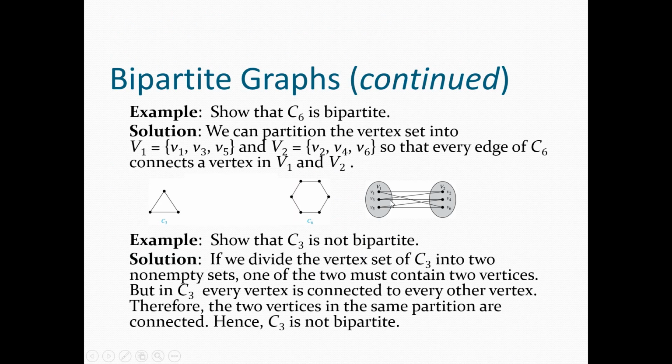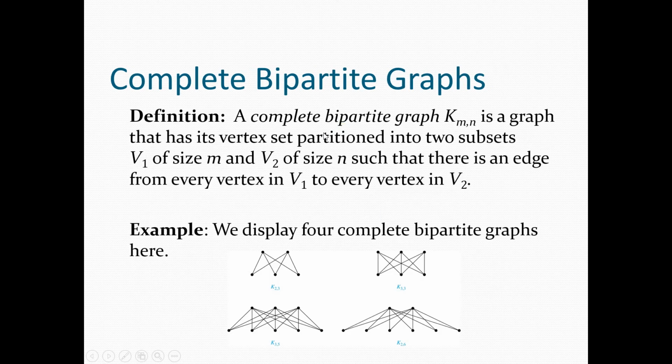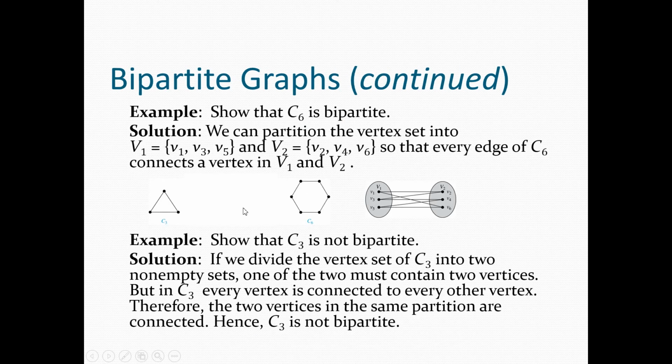Bipartite graph continues. We have 4 more examples on bipartite graphs. Show that C6 is bipartite, and I think I have already shown it. Yes, so it is repeated. C3 is not bipartite. C3 is just like K3. So K3 is not bipartite, so C3 is also not bipartite.